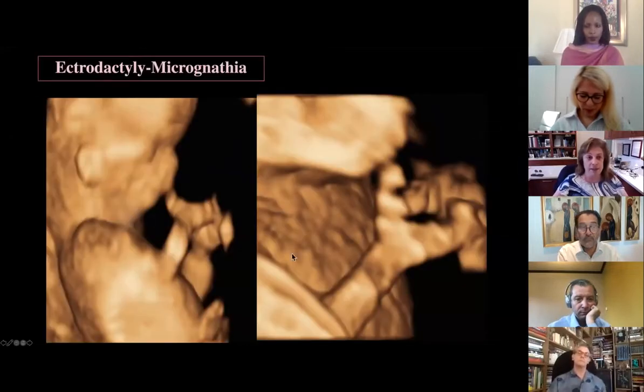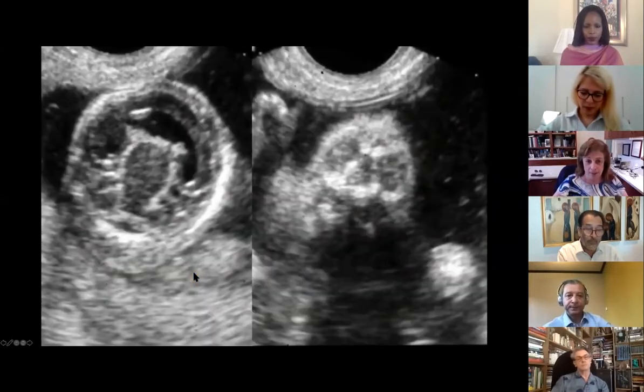This is an example of ectrodactyly. We saw some beautiful pictures on the prior talk. This is often associated with facial abnormalities such as micrognathia.